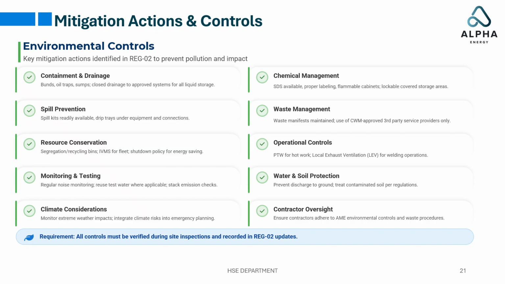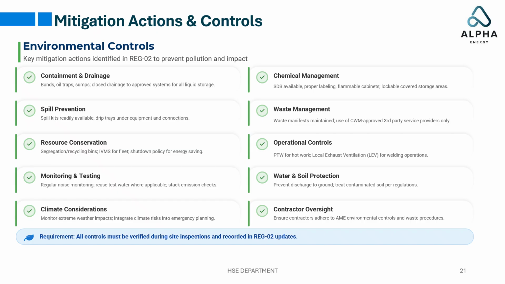Environmental monitoring activities such as noise monitoring, reuse of test water where applicable, and stack emission checks are also conducted. In addition, climate considerations are incorporated by monitoring extreme weather conditions and integrating climate-related risks into emergency planning. Further controls include chemical management, ensuring safety data sheets are available, chemicals are properly labeled, and flammable materials are stored in appropriate cabinets or lockable areas. Effective waste management practices are maintained through waste manifests and the use of CWM-approved third-party waste service providers.